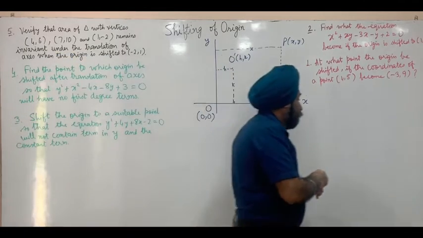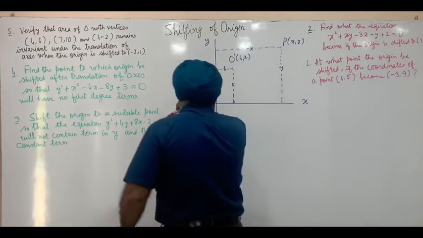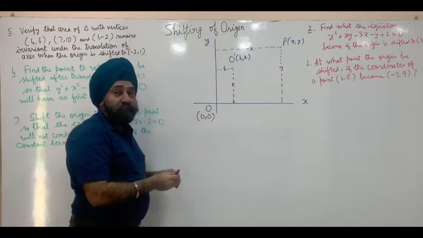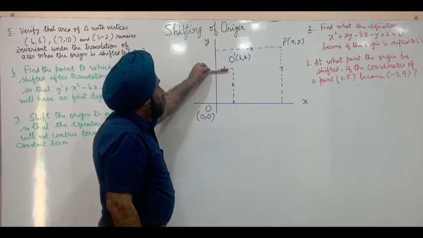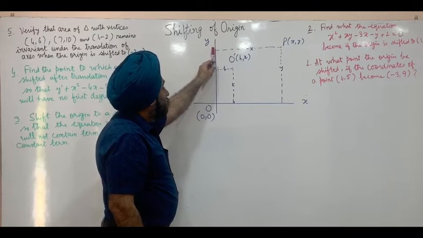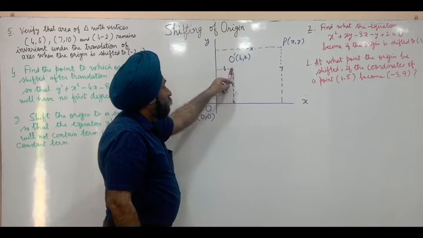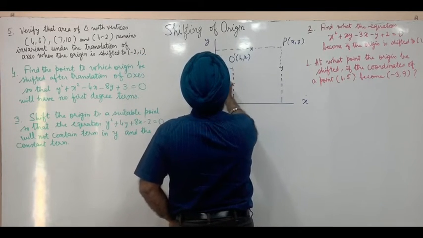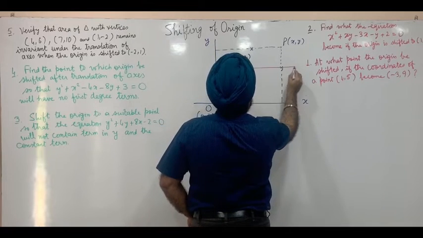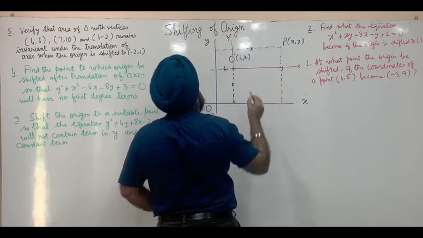Now we are shifting the origin from O to O dash. The x-axis translates parallel to itself and now passes through this point O dash. Similarly, the y-axis translates parallel to itself and passes through this point O dash. So this is the position of the new x-axis and y-axis. This is the y-axis.